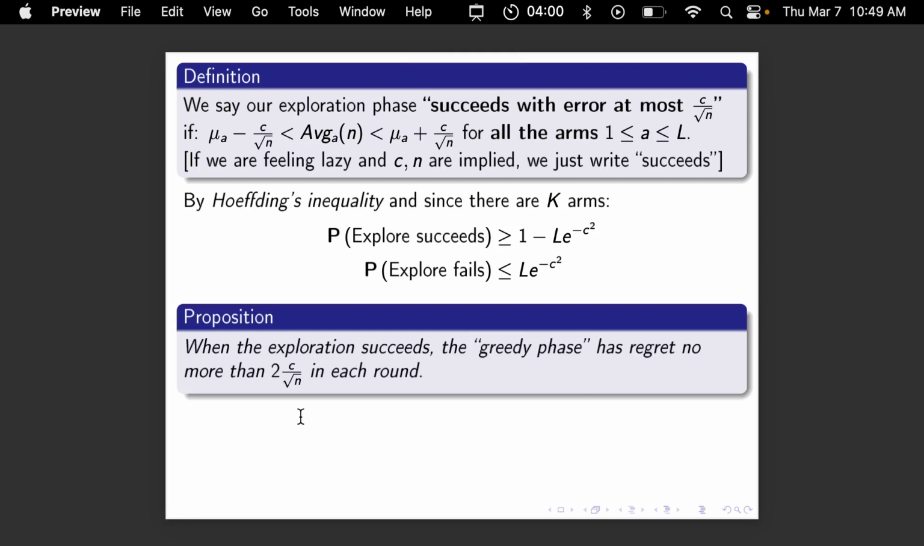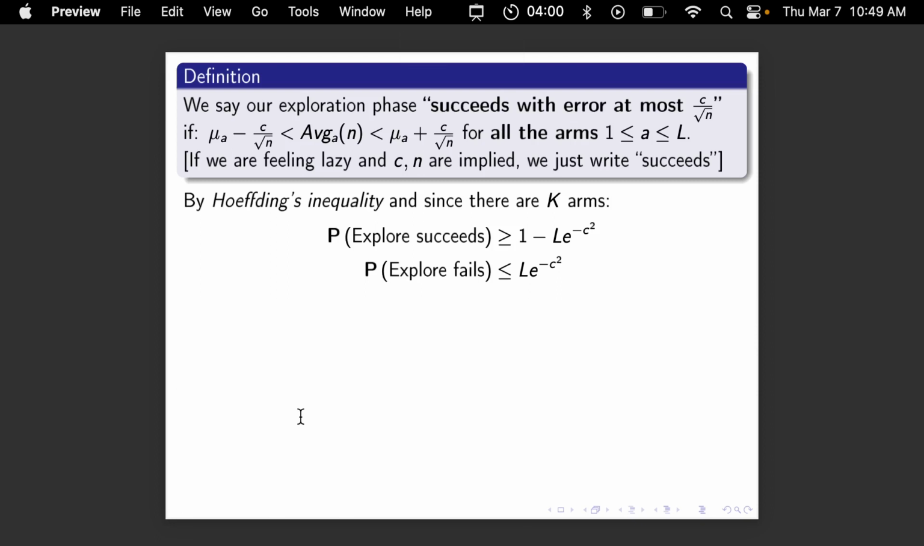Okay, here is the proposition. Actually, before I do the proposition, let's go back now. Any questions up until now? I think this is where the hard probability has come at you. What does it mean to succeed? What does it mean to fail? It's all on there, but please let me know. Questions? Okay.